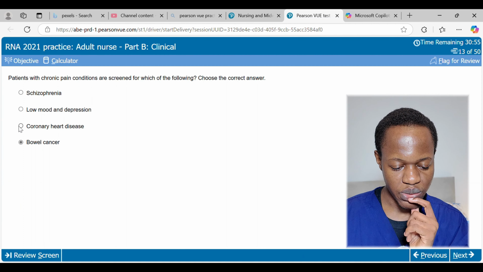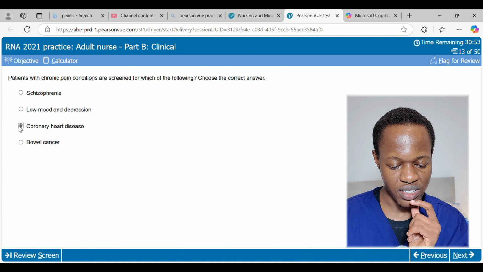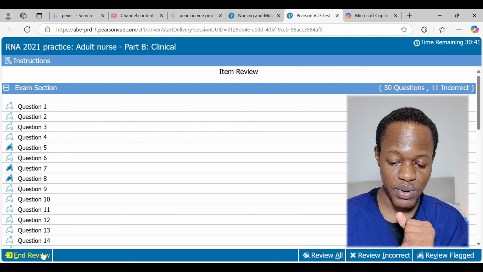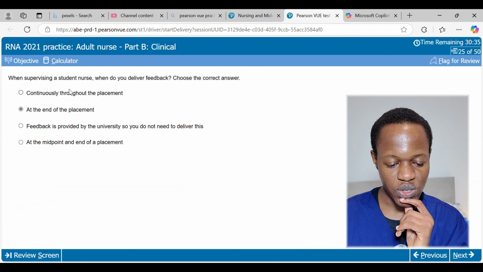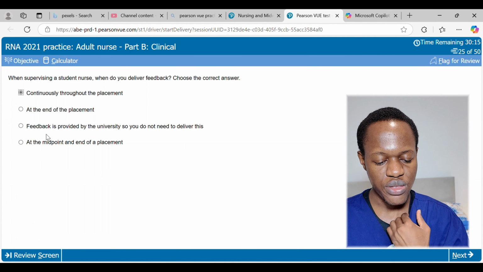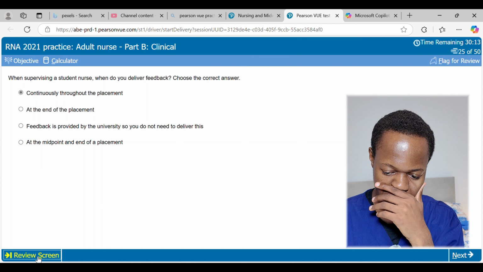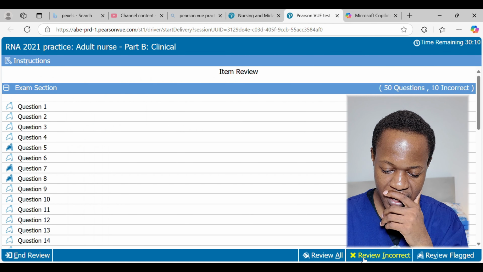So number 13, patients with chronic pain conditions are screened for which of the following? Probably coronary heart disease. Well, I didn't even think of this question very well. No, low mood and depression. Yes, that is right. So the next question that is incorrect says, when supervising a student, when do you deliver feedback? Continuously through the placement. That should be our answer, yes.